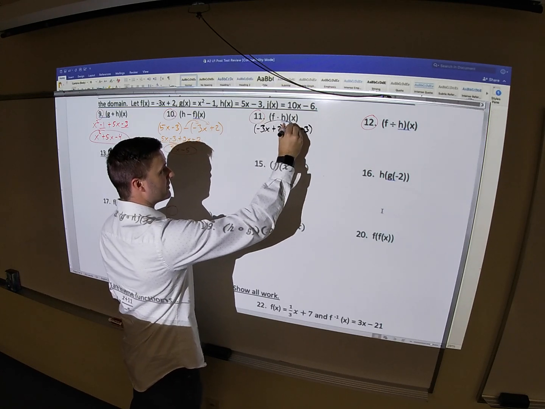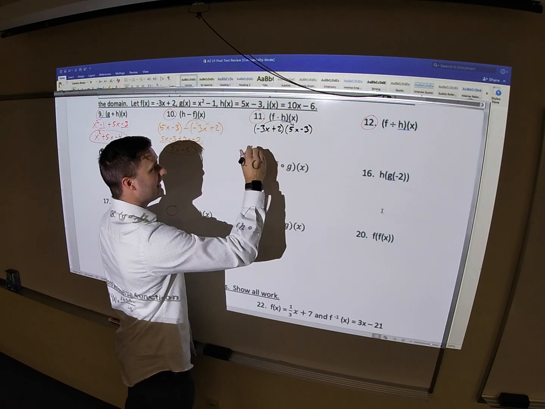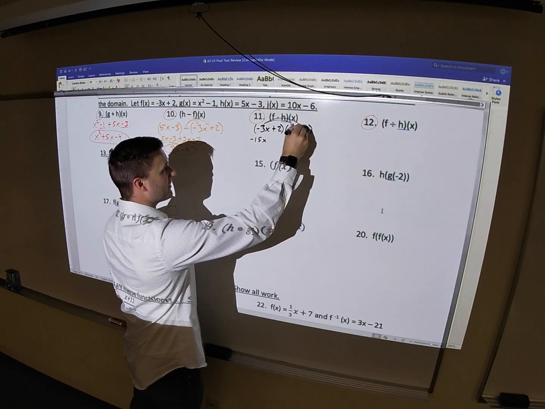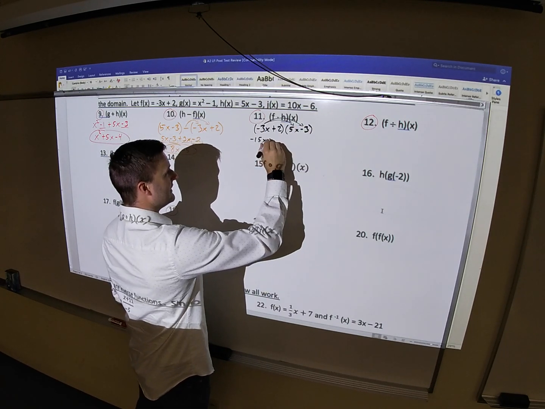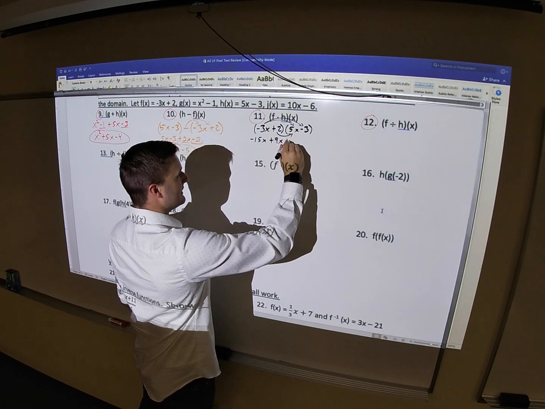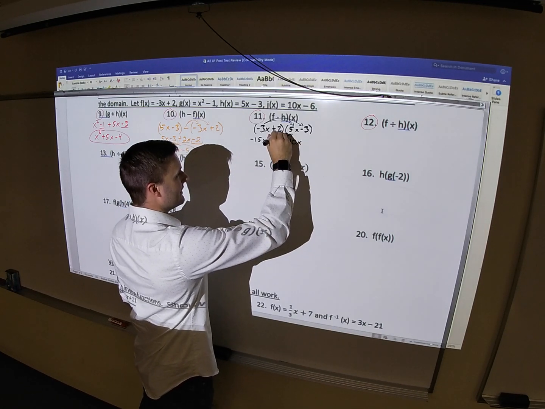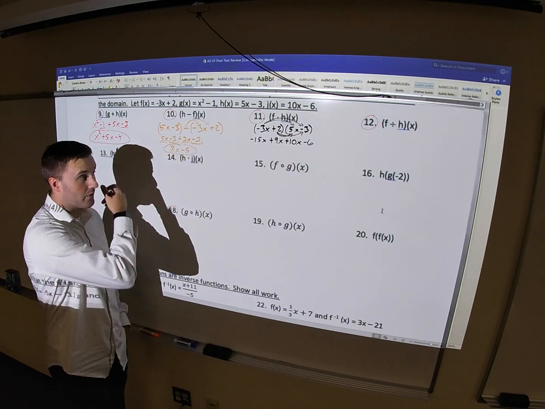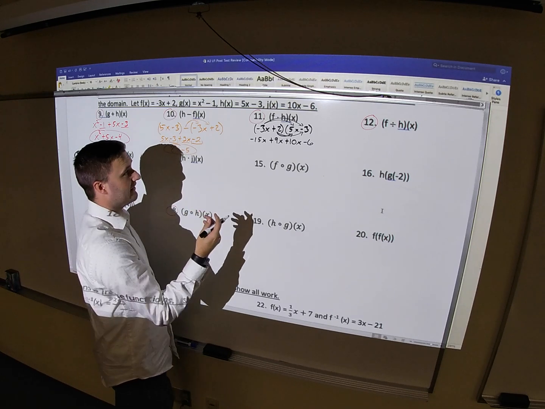So from here, we're going to distribute. So distributive property, negative 3x times 5x is a negative 15x. Negative 3x times negative 3 is a positive 9x. 2 times 5x is a positive 10x. And then 2 times negative 3 is a negative 6. So from here, we want to combine any like terms that we have.